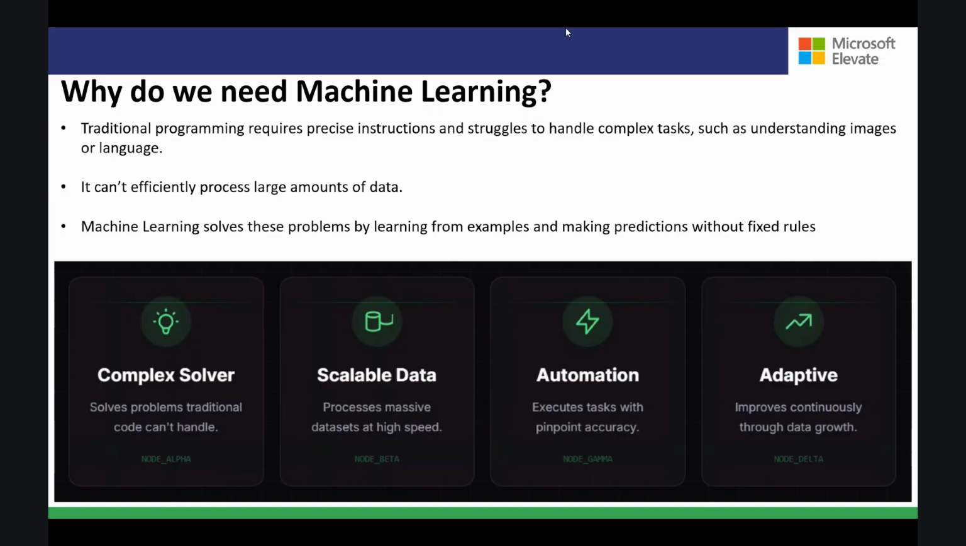And then it is adaptive. Adaptive means if you have trained something today, it won't be relevant after 6 months. Then you need to train it again. You can make the same model adaptive based on your real-time data. The model will be the same, the algorithm will be the same, but you can make it adaptive. So this is the reason why we need machine learning.